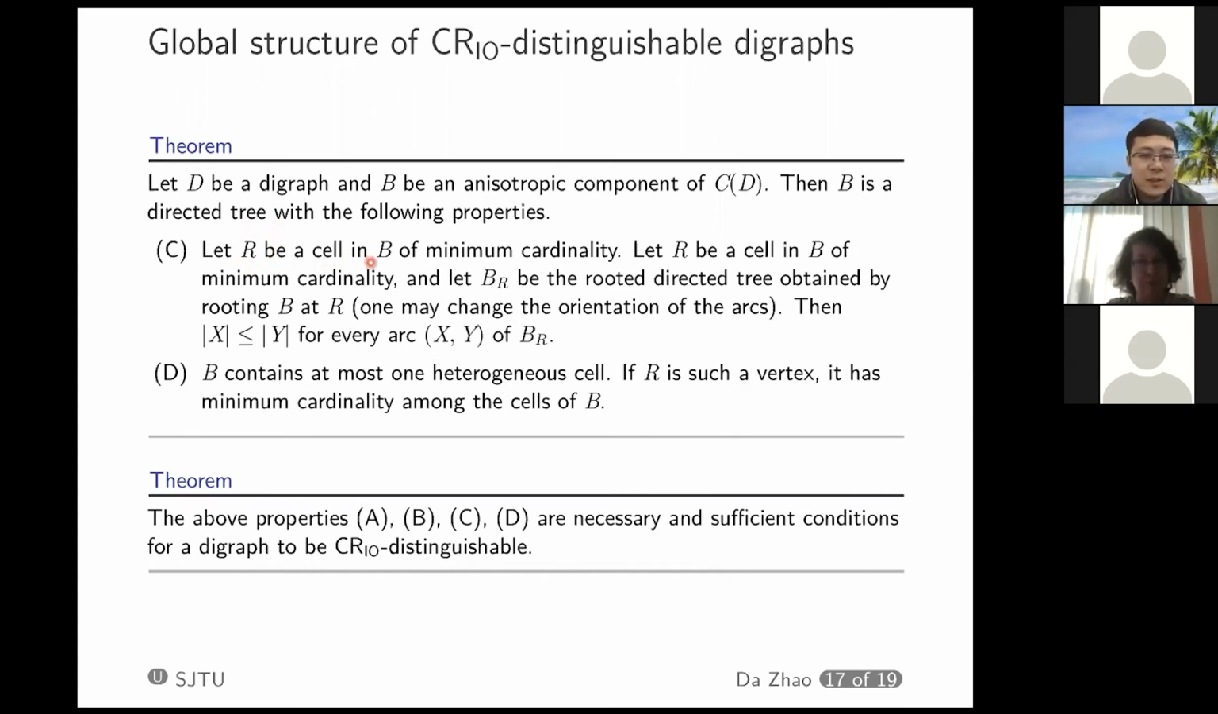So suppose R is a cell in this directed tree of minimum cardinality. And now we try to give new orientations on each edge inside this directed tree, such that the tree is rooted at this cell of minimum cardinality. Then, if you start from this cell R to other vertices, the cardinality of cells is non-decreasing. And the second property is that B contains at most one heterogeneous cell. And if R is such a vertex, it must have the minimum cardinality among those cells. And the above conditions, A, B, C, D, are necessary and sufficient conditions for a digraph to be CR-IO distinguishable.